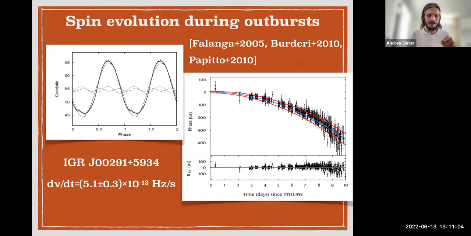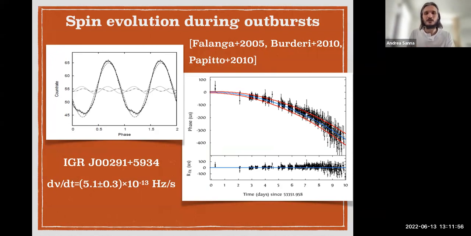If you remember, I mentioned explicitly earlier that if you monitor the phase, and that's what I'm plotting here on the right side, variation of the spin frequency will reflect in a quadratic variation of the pulse phase. And in this specific case, a parabola facing down is basically telling you that the neutron star is spinning up. During the outburst of this source, IGR 291, which is the fastest one, spinning almost 600 times per second, we managed to observe a spin up of 5 × 10⁻³ Hertz per second. That's the rate at which it was increasing its rotation frequency.